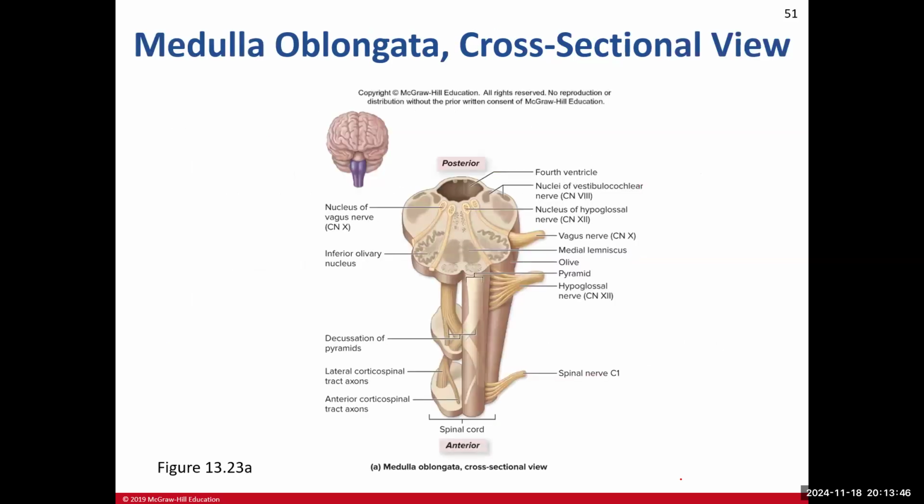All right, so here you can see there's the medulla oblongata. You'll have all these different structures that we'll talk more in detail about, but there's that medial lemniscus. So that's going to carry that sensory input information for things like vibration.